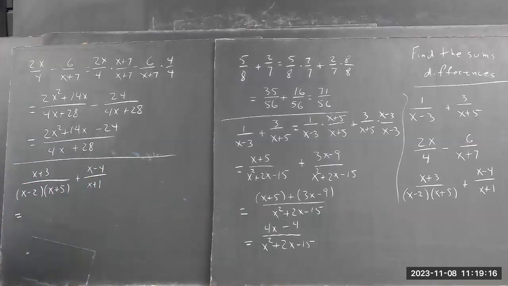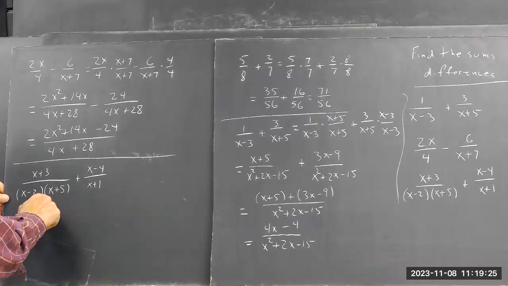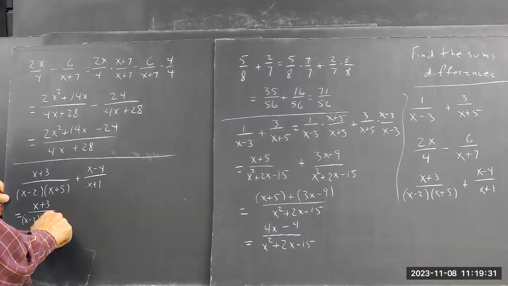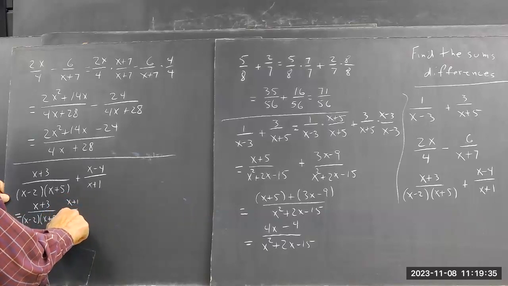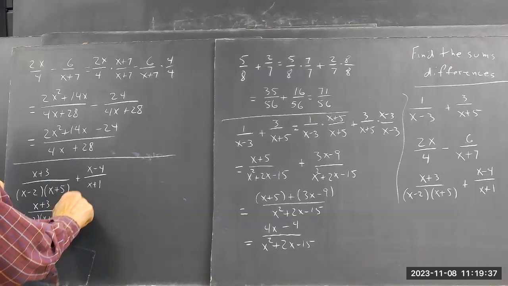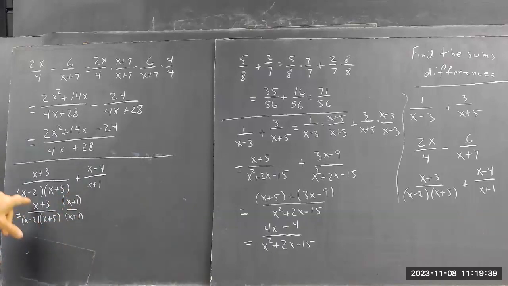Okay, well, the common denominator is going to have x minus 2, it's going to have x plus 5, and it's going to have x plus 1. To get that, we take the first term and we multiply it by x plus 1 over x plus 1, so that the denominator will have all three factors.